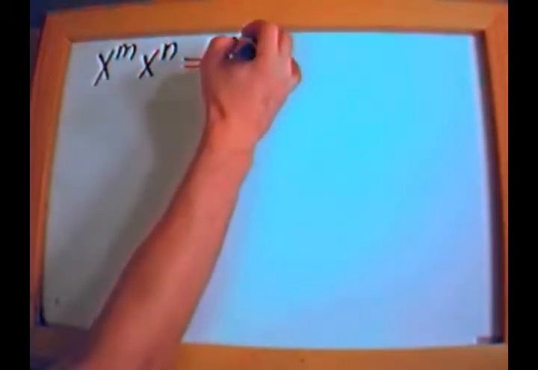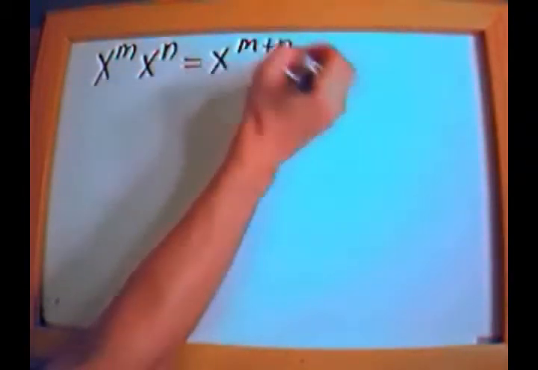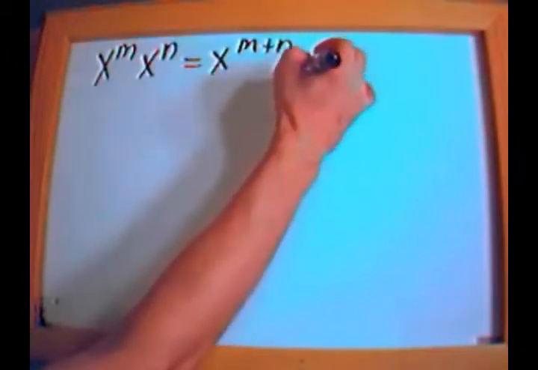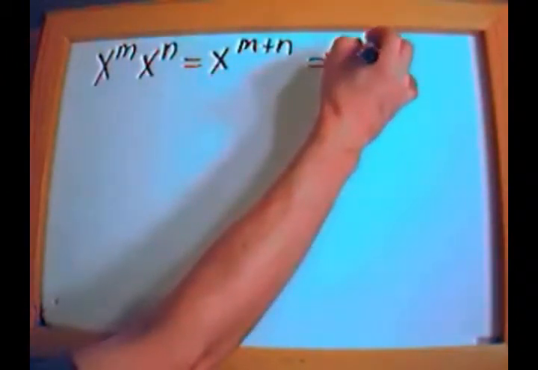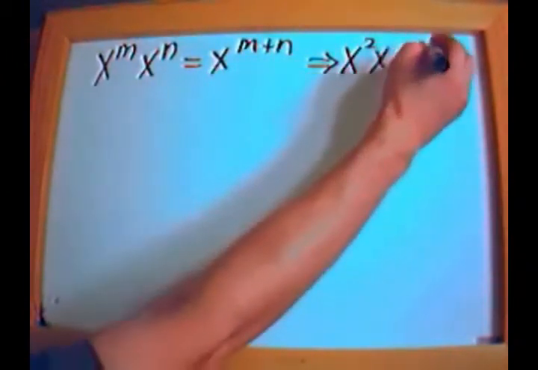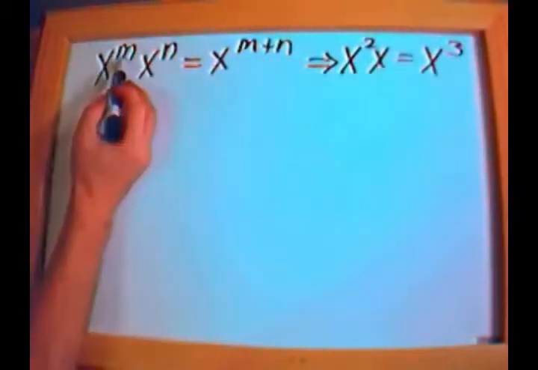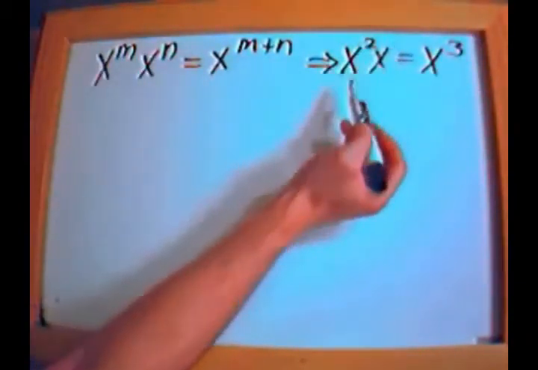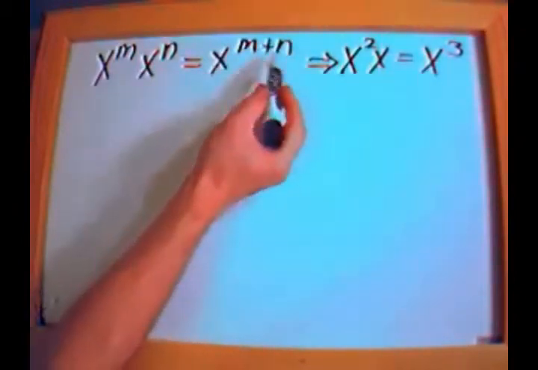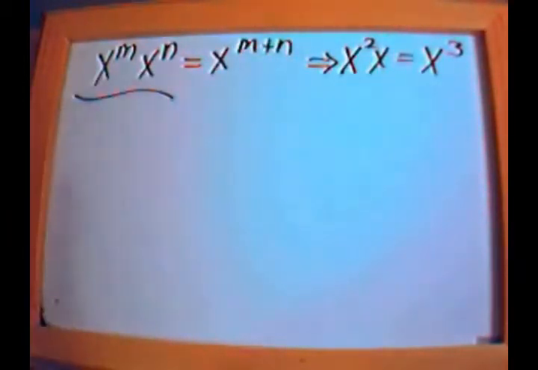If you have x raised to the mth power times x to the nth power, that's simply equal to x to the m plus n. Okay, and that's kind of like x squared times x is x to the 3rd. All this is saying is I've got 2 powers of x, 2 and 1, and I can add them and get the answer. Okay, so that's how you do that.